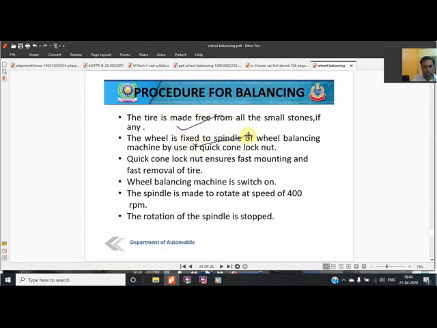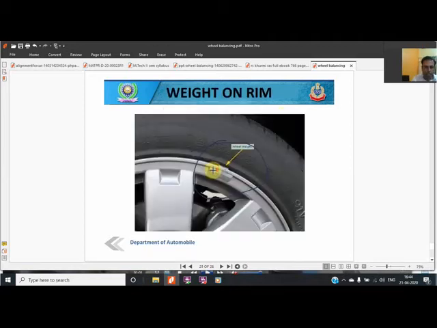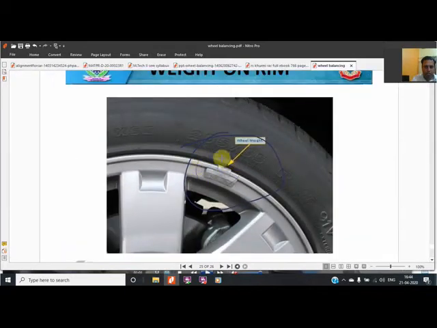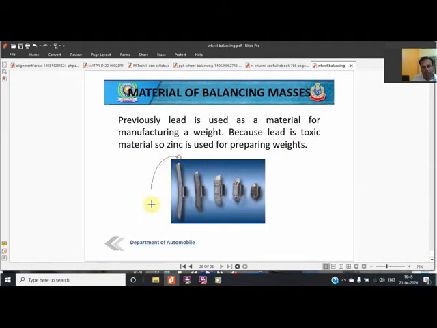The wheel is to be fixed to the spindle that was shown to you. The quick cone lock was shown, which was used for fixing the tire to the machine. The machine is switched on and the RPM is set, the rotation spindle is stopped, and whatever weights the machine has specified, we have to place. Generally, the weights are of these types, placed on the rim itself, but in the case of a costlier vehicle or when the rim size is much higher, then those weights are used which I am showing you in the video.